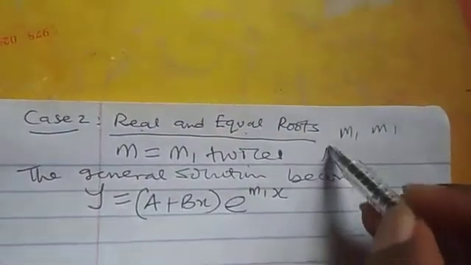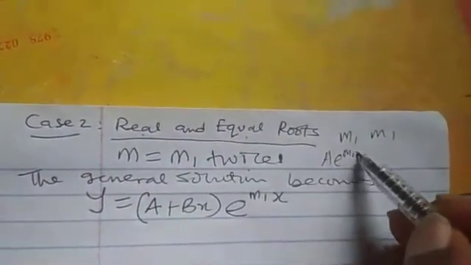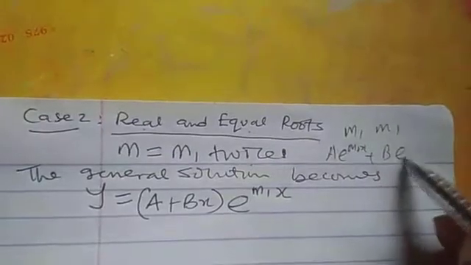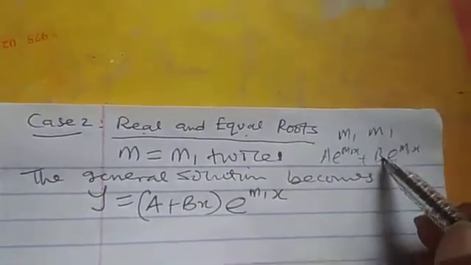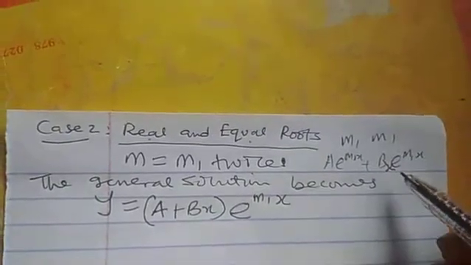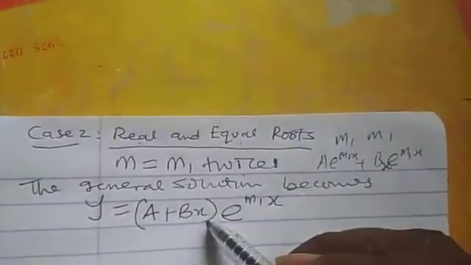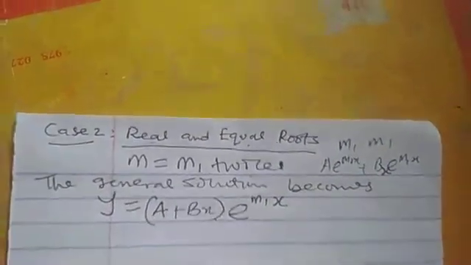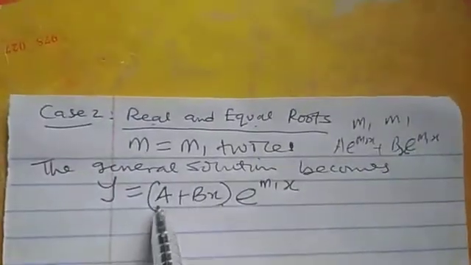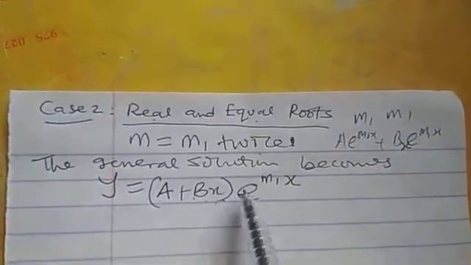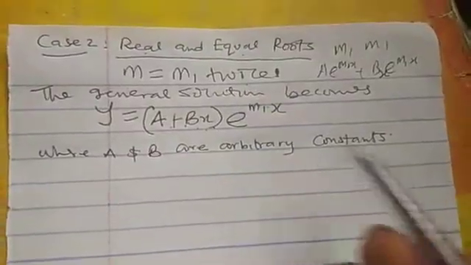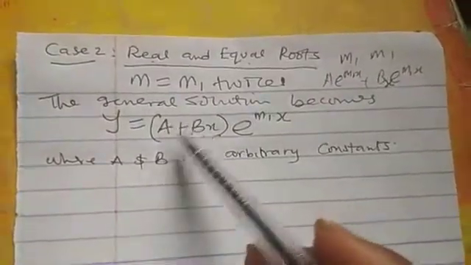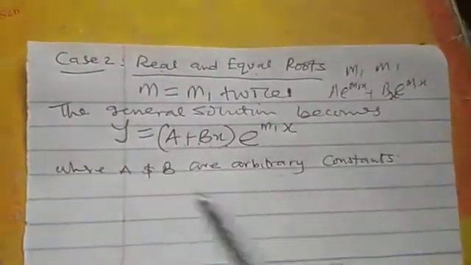It will have been a e^(m1 x) plus b e^(m1 x). So it's still the same thing, but x is put here because they are equal. That is what we just wrote. So when they are equal like that, you say (a plus bx) e^(m1 x), where a and b are arbitrary constants. If they say they're arbitrary constants, that is the constant we just put there.